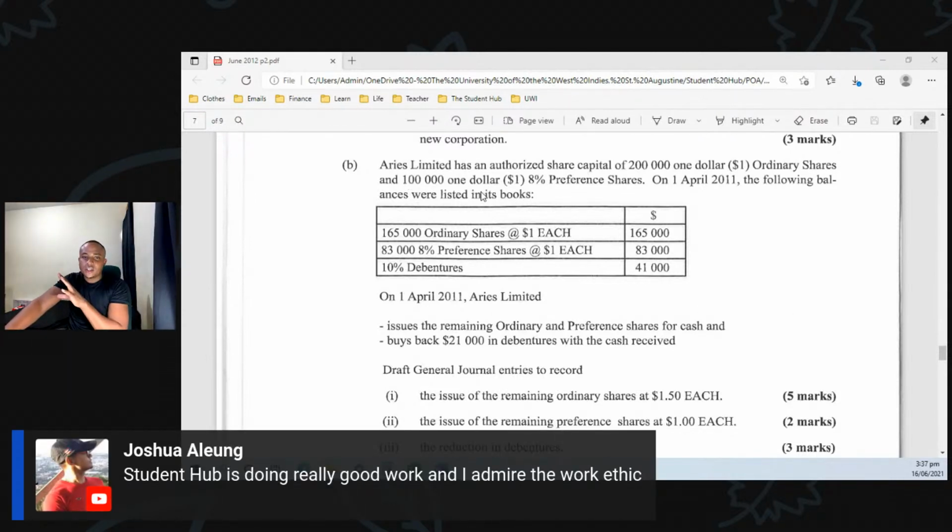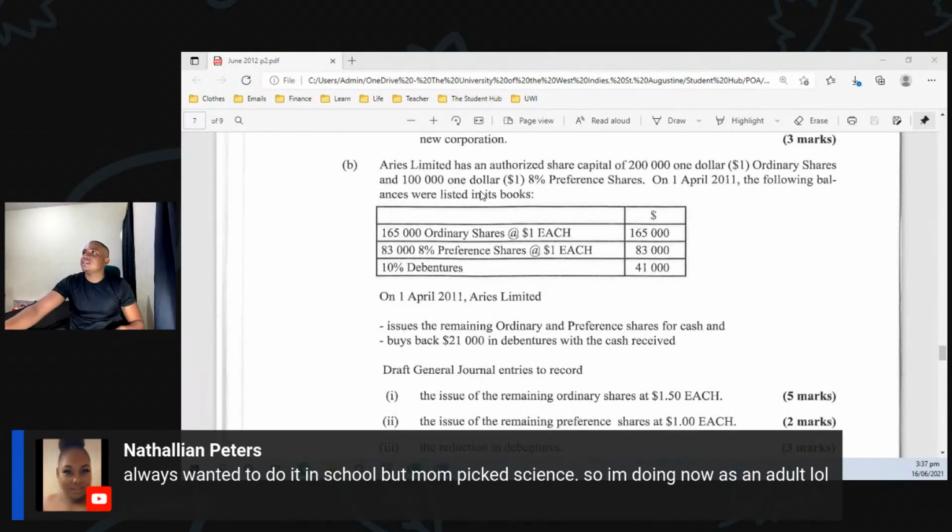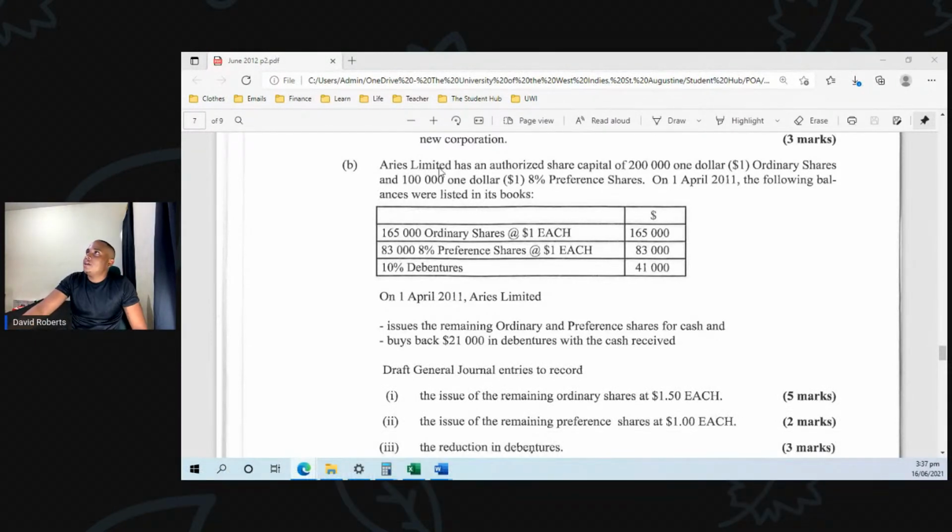So let's read the question, and then after we will pull out the necessary information to answer the question, right? So Aries Limited has an authorized share capital of $200,000 $1 ordinary shares and $100,000 $1 8% preference shares. On the 1st of April 2011, the following balances were listed in the books.